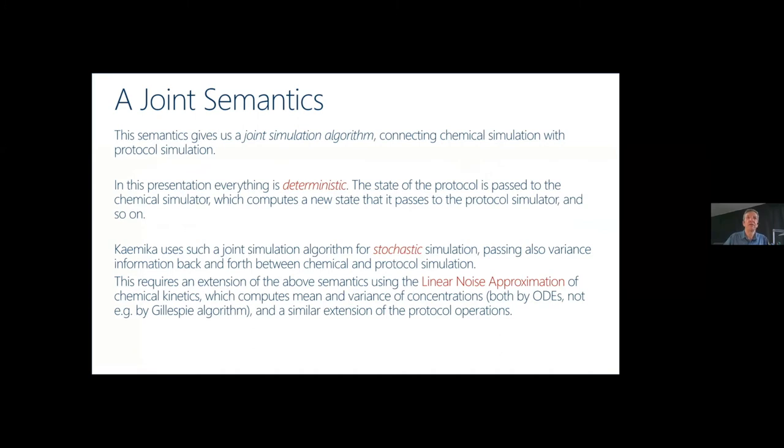So we have a joint semantics, which means we also have a joint simulation algorithm connecting the chemical simulation and the protocol simulation. Now, in this presentation, the semantics is pretty easy. It's all deterministic. What Kaemika actually does is a stochastic algorithm. It's combining stochastic simulation for the chemical reaction network with the stochastic propagation of the variances for liquid handling steps, and it's all feeding into each other uniformly.